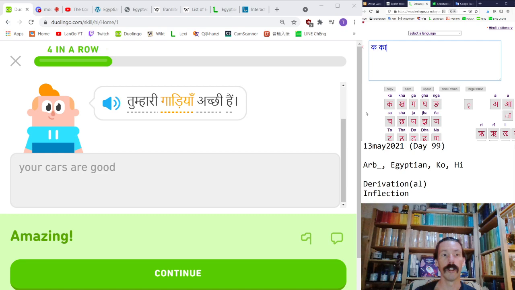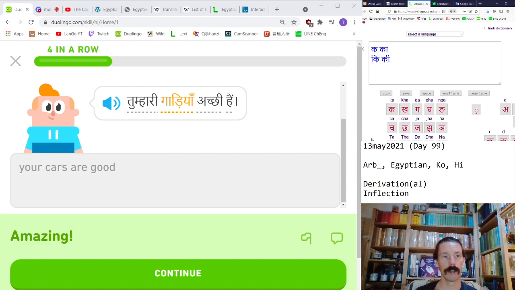Long A just adds a stem. This is the K consonant, that first one on the left. That's ka. The vowel is already built in. If you just put the k consonant, that's already ka. In fact, if you want a k by itself, you'll have to add the consonant ending mark, the halan.